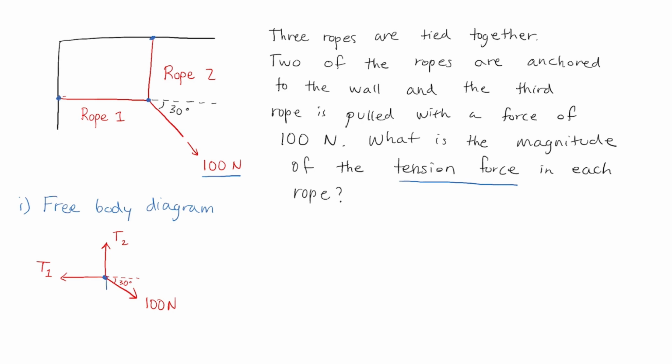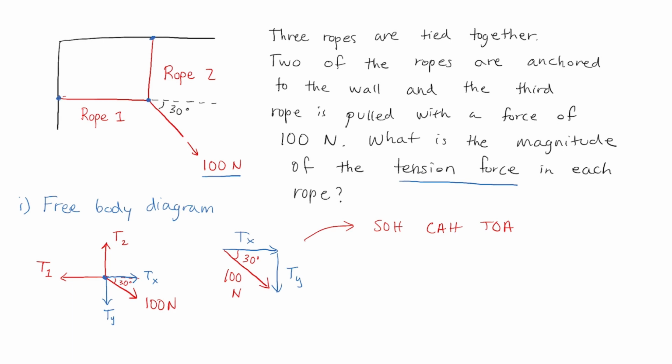Now, because this vector is at an angle, you have to split it up into its x component and y component. The x component is Tx and the y component is Ty. And in order to answer this question, we have to figure out what is Tx and what is Ty. And we can do that using vector addition. If we add Tx and Ty tip to tail, we can form a right angled triangle where the resultant is the 100 newton force. And then we can use trigonometry to solve for Tx and Ty.